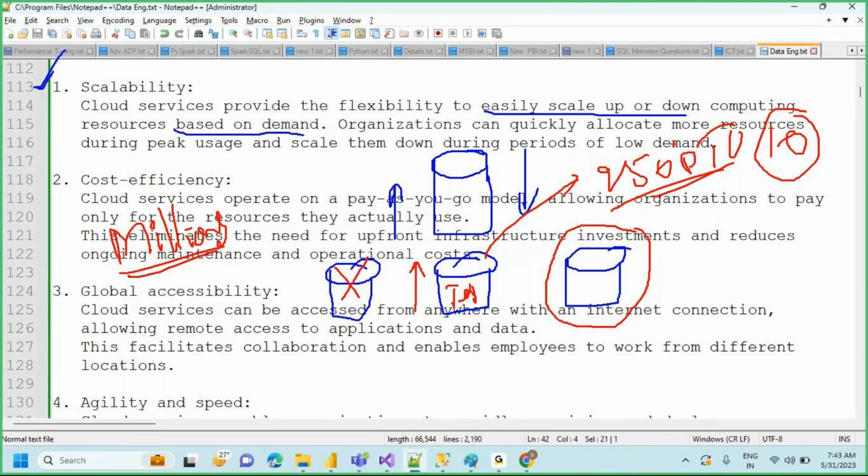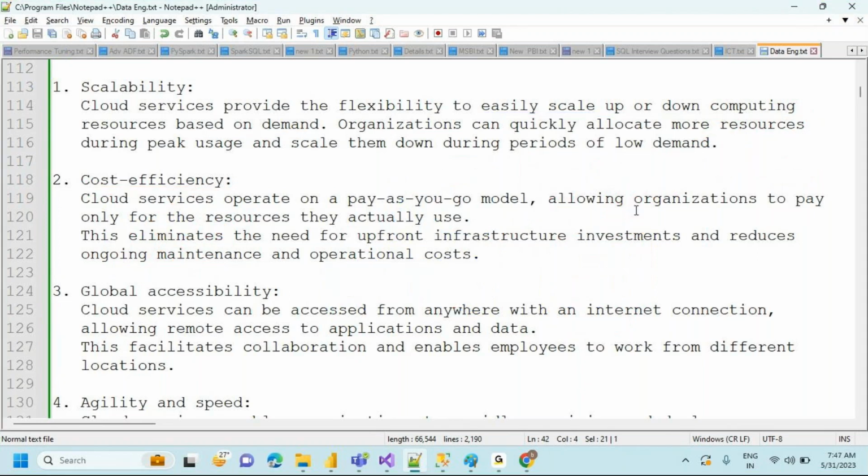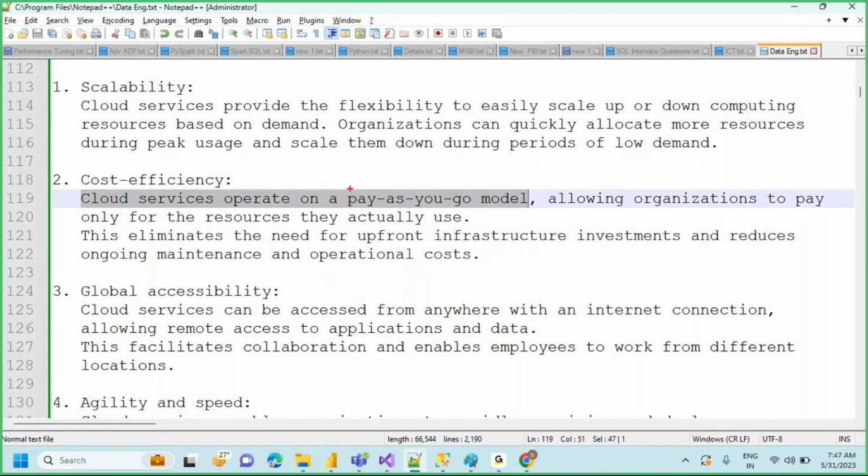So that is about the scalability and cost efficiency. As I said, in the same way, if you have more compute power, then you need to pay more. If you have less compute power, you need to pay less. If you have a huge volume of data to store, depending on your requirement, you're going to pay for it. So cloud services operate on a pay as you go model. Even Microsoft Azure supports pay as you go.